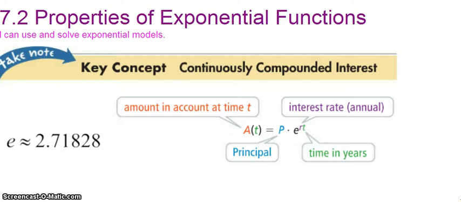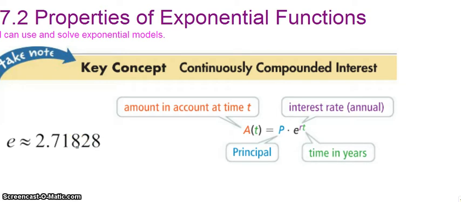So with continuous interest, we have what people like to call the PERT formula. We still have our amount after a certain time. Our principal just means the amount that we put in initially. E is this special number in math. It's very similar to pi. Its approximation is like 2.71828, and it goes on forever just like pi does.